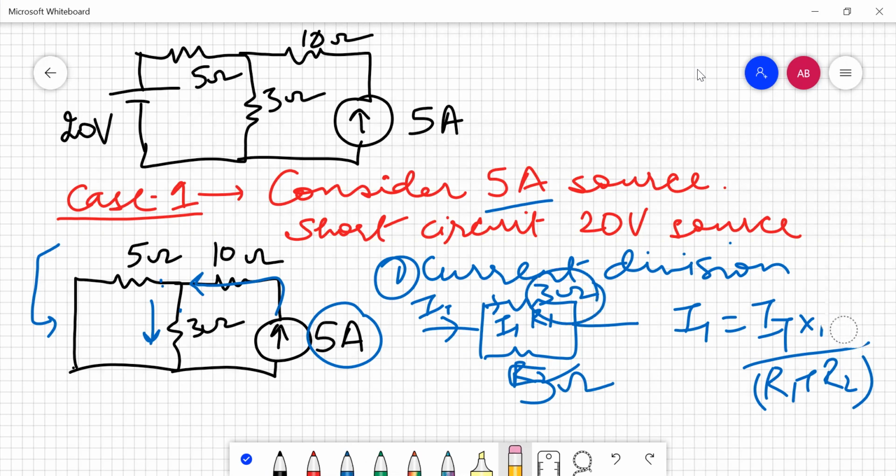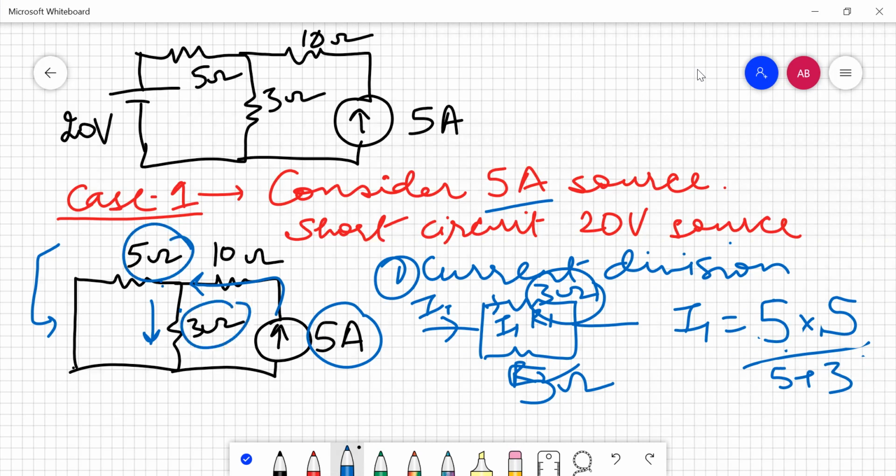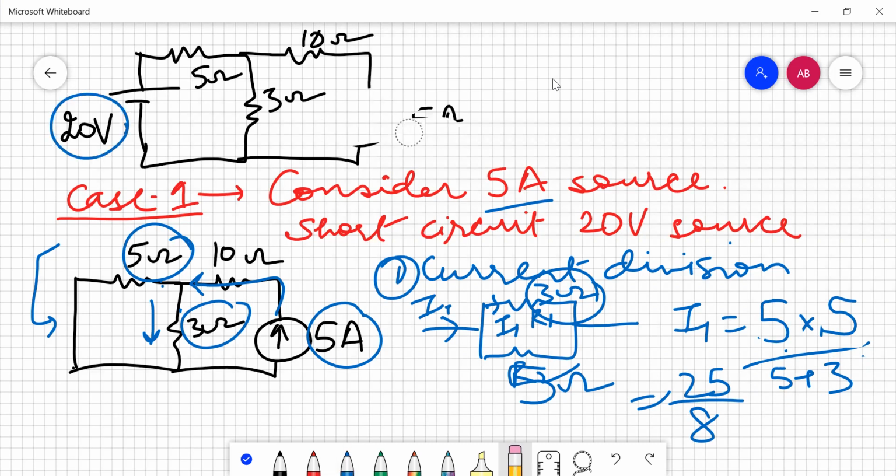So that means this will be equal to 5, while this IT will be 5, and my R1 plus R2 will be equal to 5 plus 3, that is 8, because it is the sum of these two resistors, right? So this becomes equal to 25 divided by 8. So now we want to know the current because of our 20 volts. So for that, I'm going to open this 5 amperes.